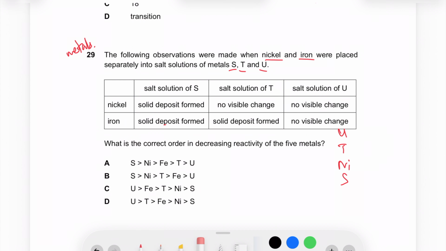Now I need to add in iron. Iron will displace S and T, so iron will be somewhere in between. In decreasing reactivity, starting from the best, it's U, then iron, nickel, T, and S. Yes, that's the one. So the answer is C.